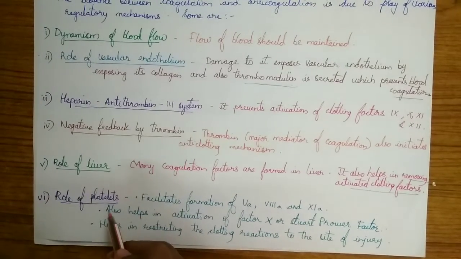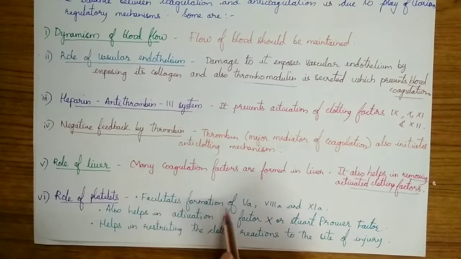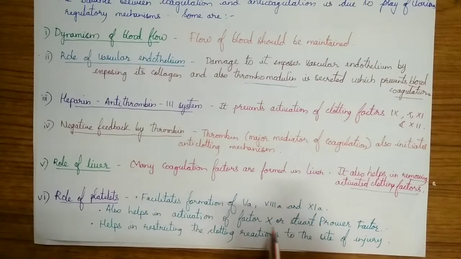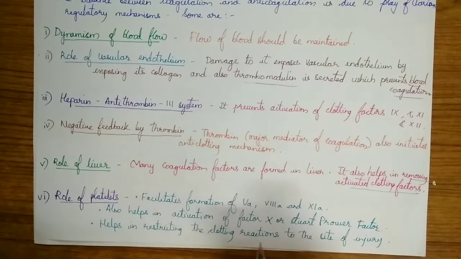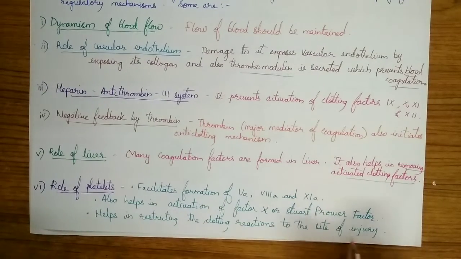The sixth one is role of platelets. Platelets facilitate formation of activated clotting factors 5, 8 and 11. It also helps in the activation of factor 10 or Stuart-Prower factor. It helps in restricting the clotting reactions to the site of injury and avoids the further spread of the clotting to other places.